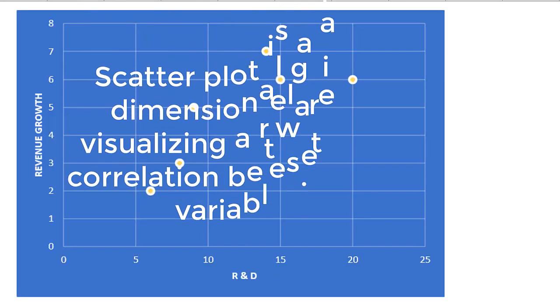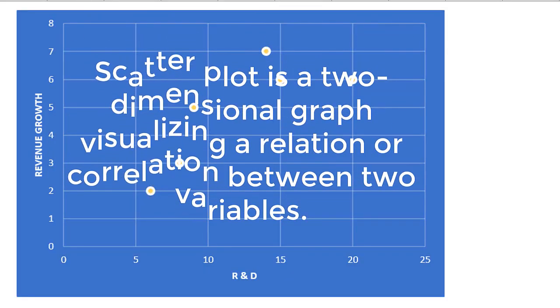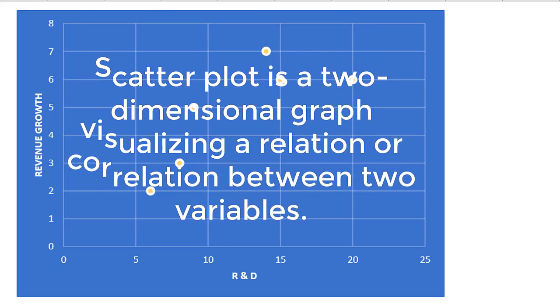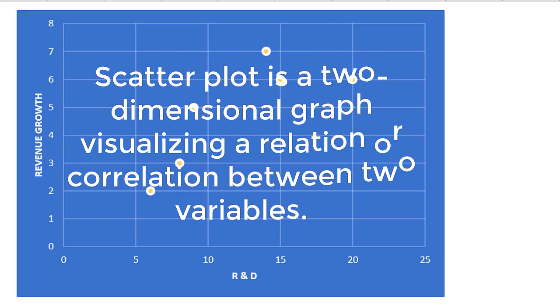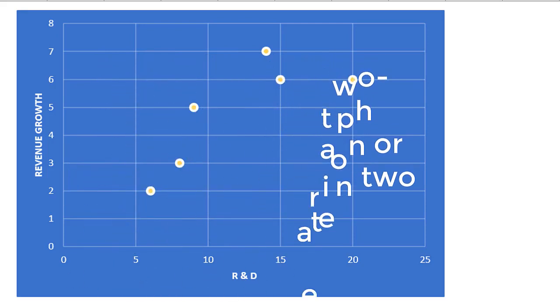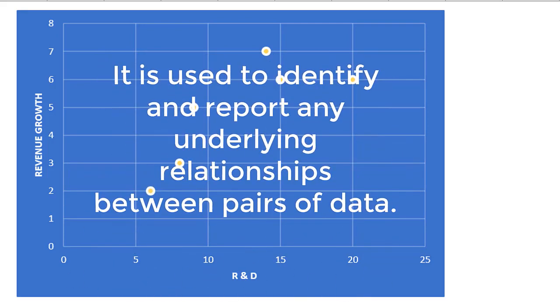So what is a scatter plot? Scatter plot is a two-dimensional graph visualizing a relation or correlation between two variables x and y. It is used to identify and report any underlying relationship between pairs of datasets.